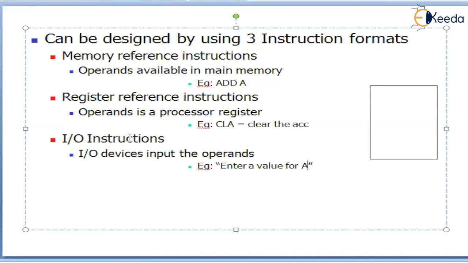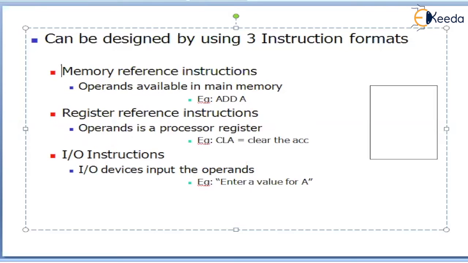So there are three instruction formats with respect to the location of the operand. All these are talking about location of the operands only, right? Yes. When it comes to the location of the operand, our instruction formats can be divided into three types. First one is memory reference instructions. For these instructions, operands are available in main memory. Example, add A. What is the operand for this instruction?